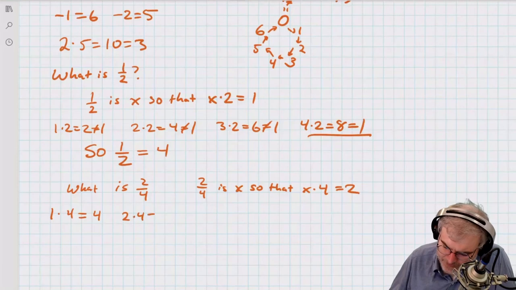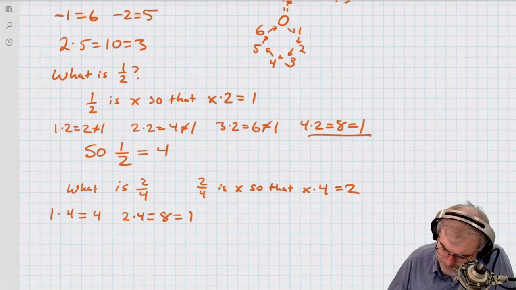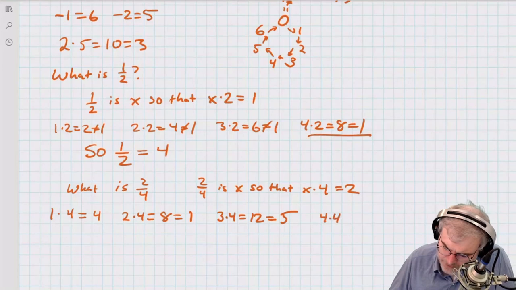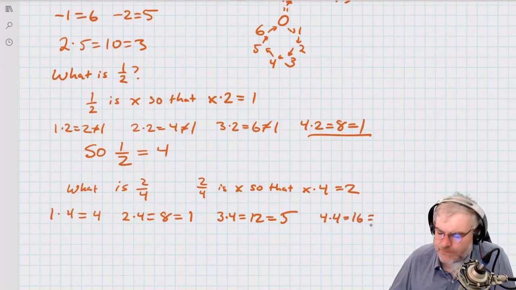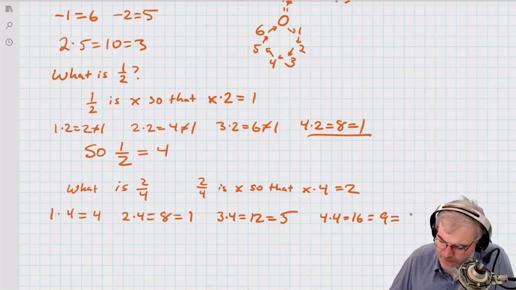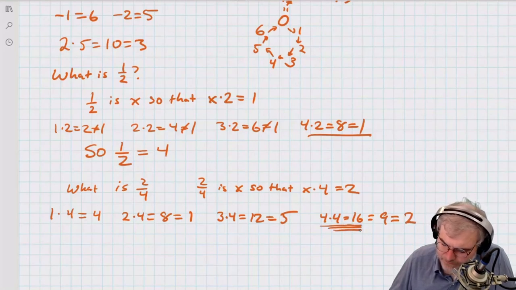2 times 4 equals 8 equals 1. 3 times 4 equals 12 equals 5. 4 times 4 equals 16, which is the same thing as subtract 7 from that, and I get 9. Subtract 7 again, and I get 2. Ding, ding, ding. So 2/4 equals 4, and 1/2 equals 2/4.